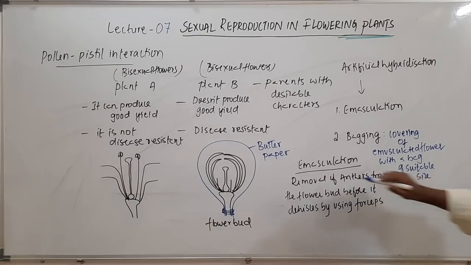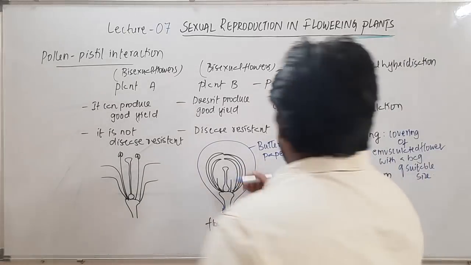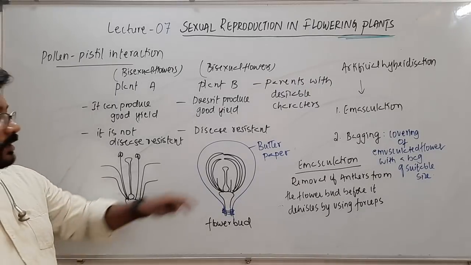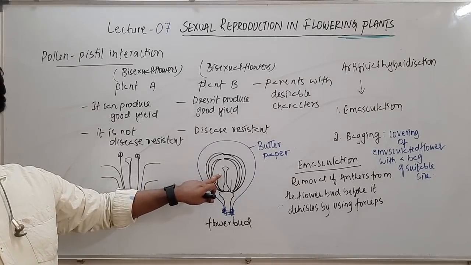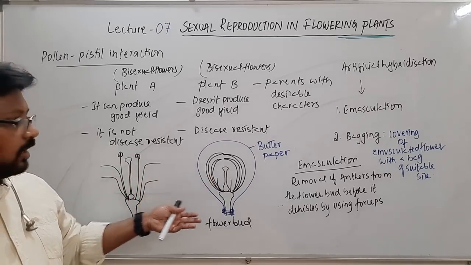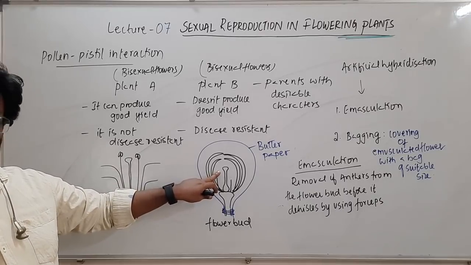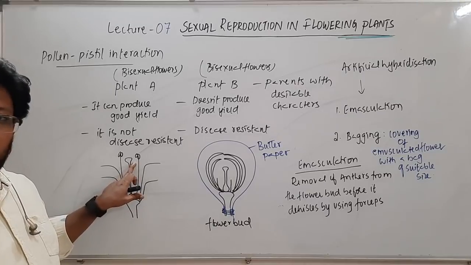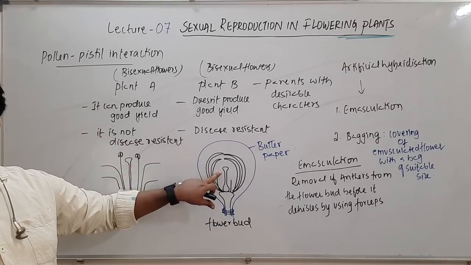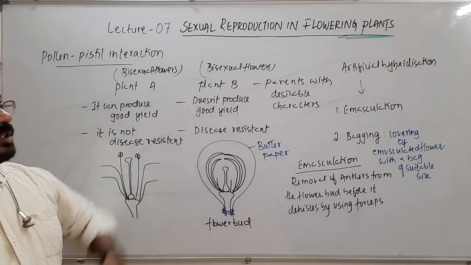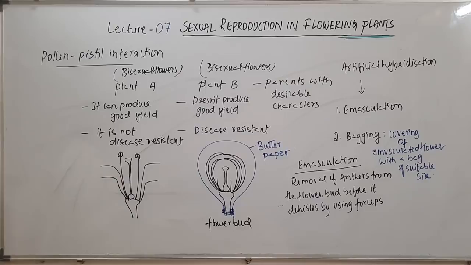This bag is made up of butter paper, and it helps prevent contamination of the pistil with unwanted pollen. I don't want any other pollen from other sources to come and settle, because I have already decided that I need to transfer the pollen of plant A to this stigma. So for that, I have covered this flower once the process of emasculation is completed.